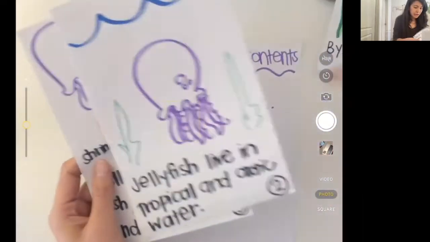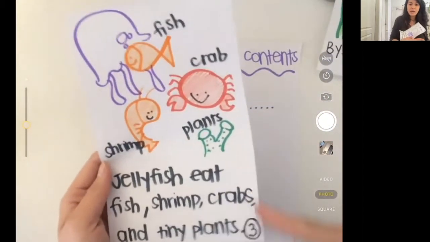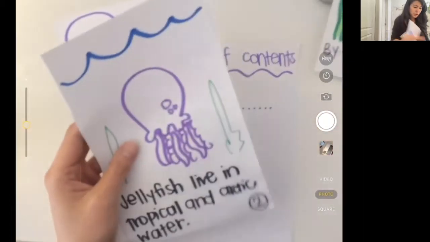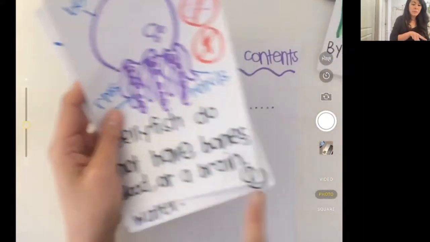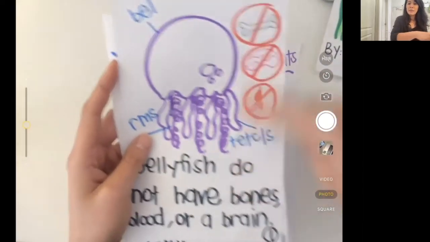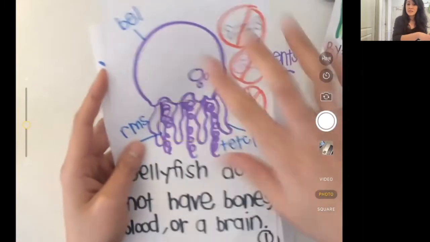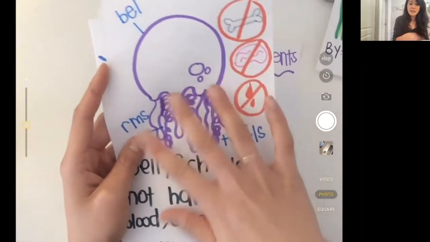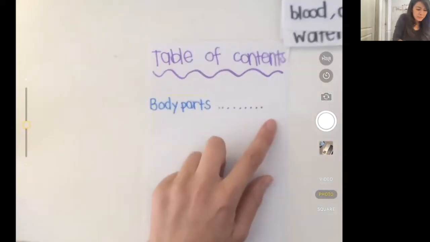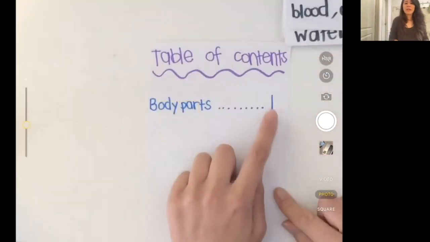So let me actually go back. Let's look. Is it on page 3? No, this was about what it eats. Page 2 is about where it lives. Oh, here we go. Page 1. This is the page where I talk to people about the different body parts of a jellyfish. So let me write that. Number 1. Because that's the page they can find body parts on.